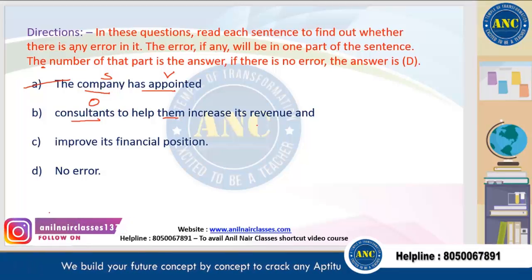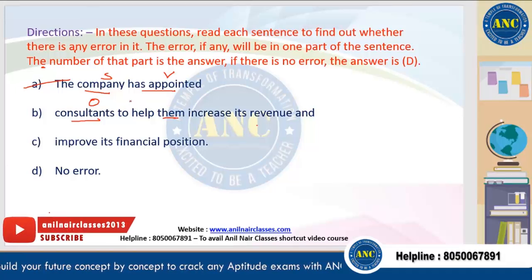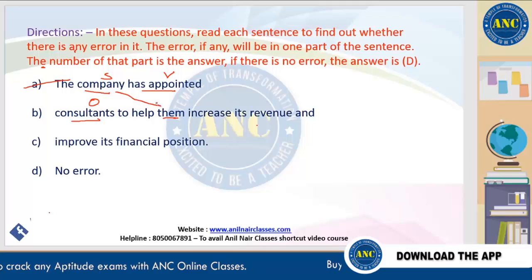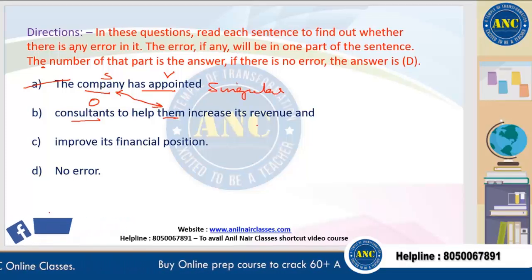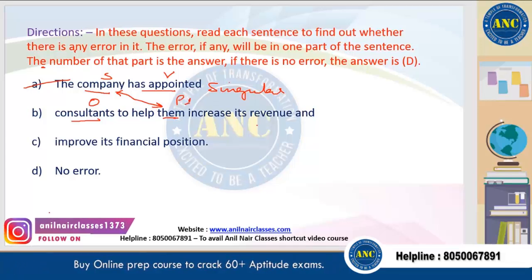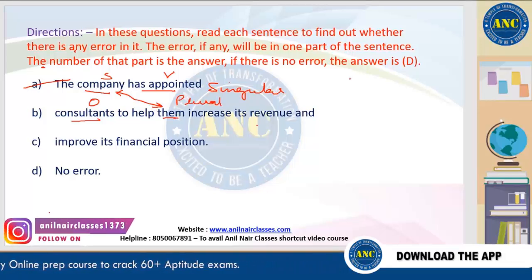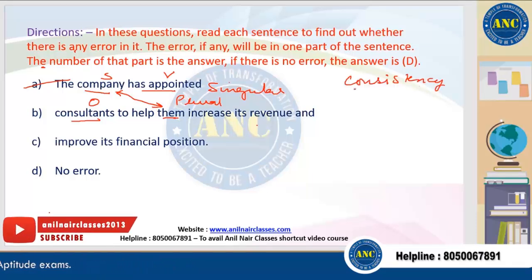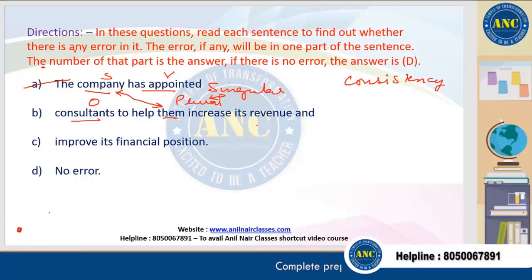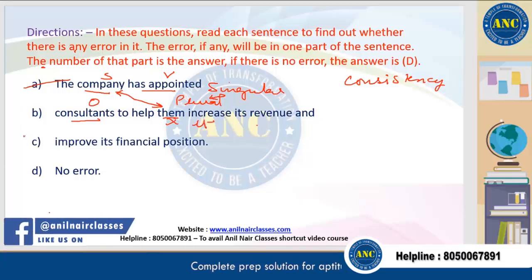Yes. The them refers to the company, right? Who has to increase the revenue? The company has to increase the revenue. Company is a singular noun. So if a singular noun is there, how can you use a plural pronoun over here? I keep on telling you always that consistency has to be there. So is there a consistency? No. We don't need them over here. We need it. Get rid of C and D.